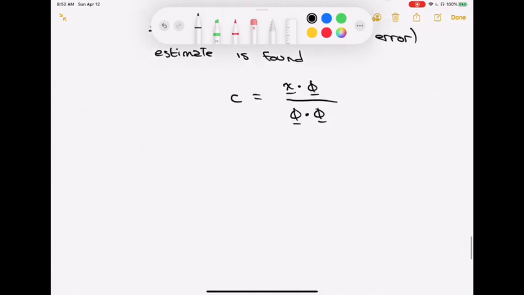Okay, so in this particular case, what is X dotted with phi? X dotted with phi is going to be equal to the size of X times the size of phi times the cosine of the angle between them.